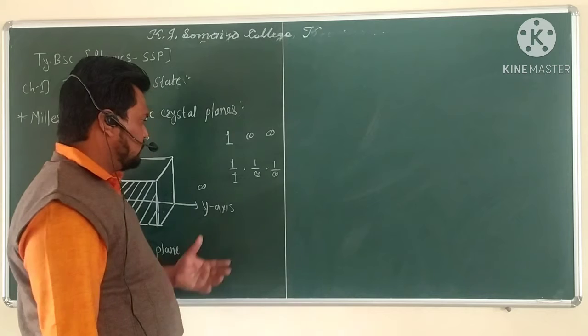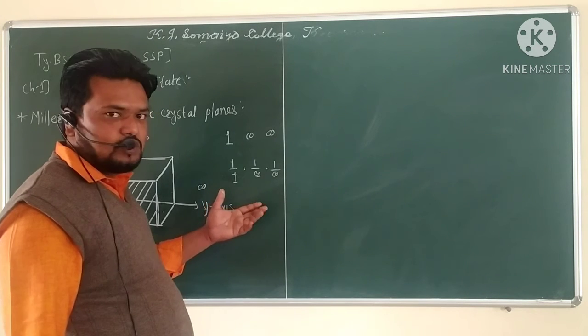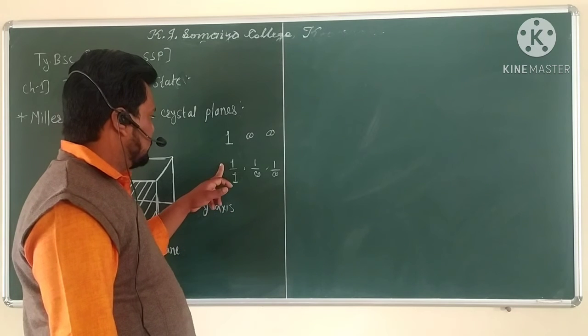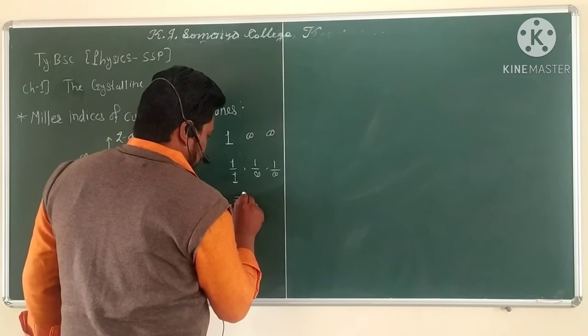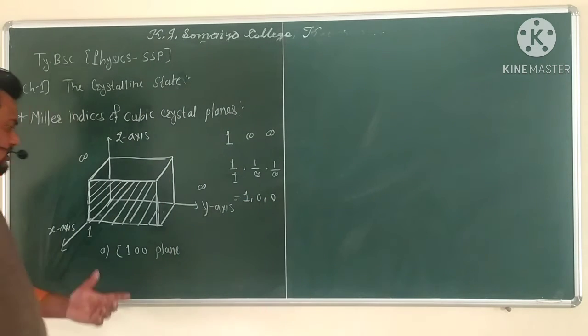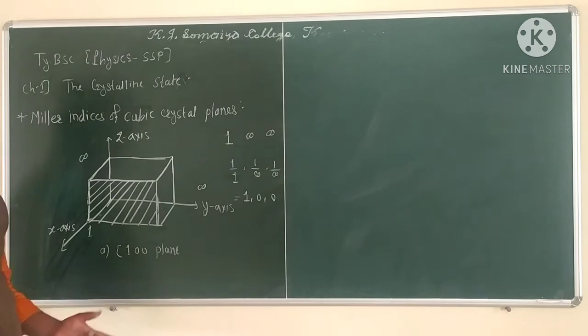After that we have to find the LCM, which here is 1, so multiply by 1, 1 and 1, getting the value 1 0 0. That's why this plane is considered as the 1 0 0 plane.